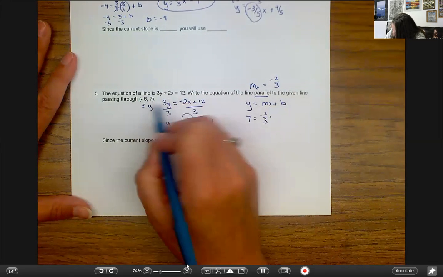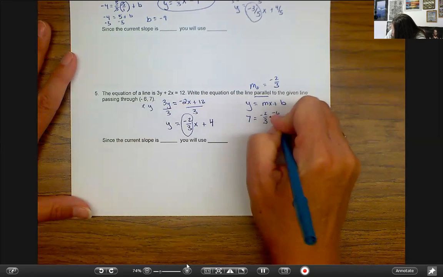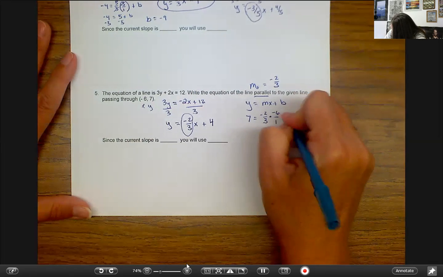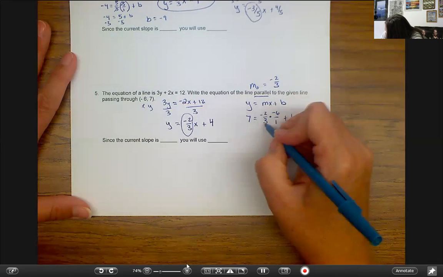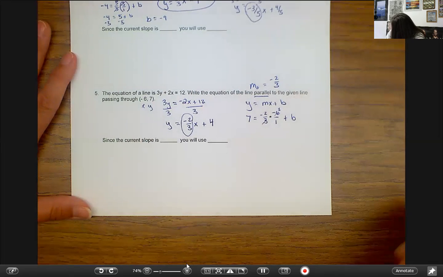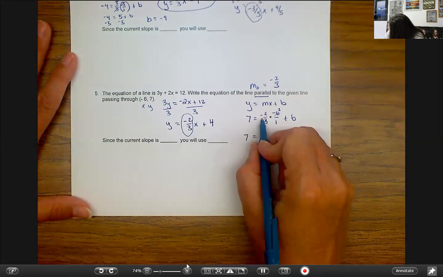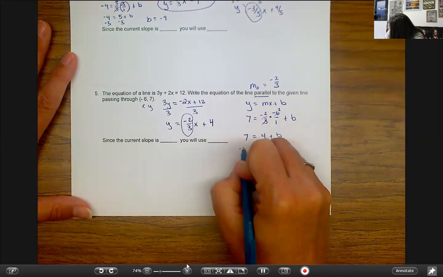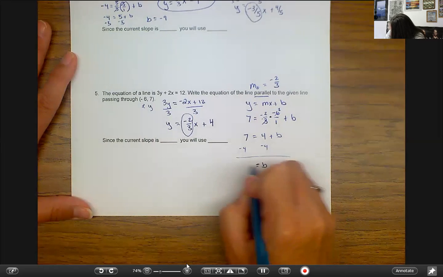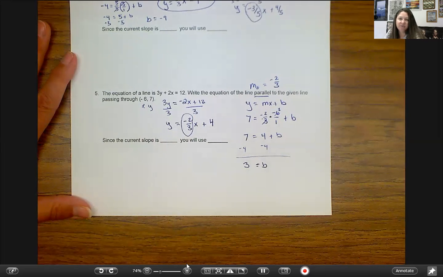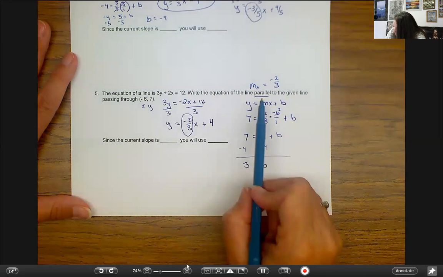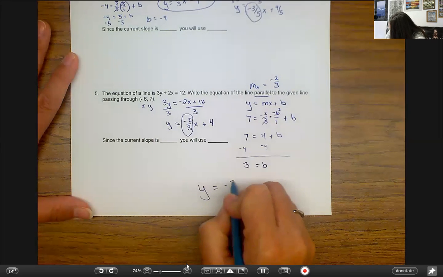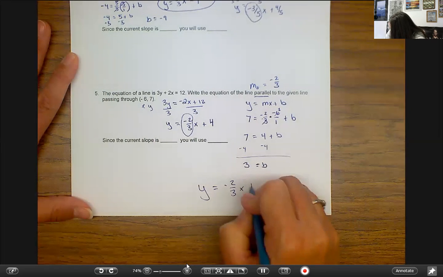My x coordinate was negative 6, so I'll put negative 6 over 1 just to line it up with my fraction, and then plus b. Well, here the 3 will cancel with the 6 and become a 2. So negative 2 times negative 2 would be positive 4. So I'm subtracting 4 from each side, and I get a y-intercept there of 3. Well, then the actual equation that runs parallel is going to be y equals negative 2/3 x and then plus 3.